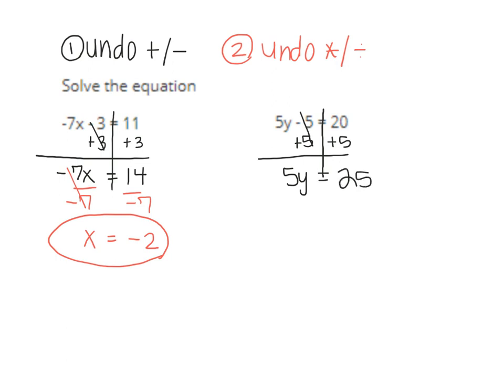Then I will show my second step of undoing any multiplying or dividing. Because I see multiplication, I will divide both sides by 5. Y is equal to 25 divided by 5, which is 5.